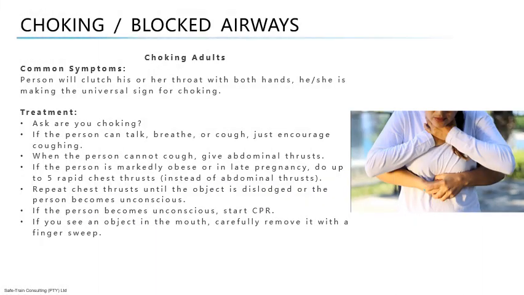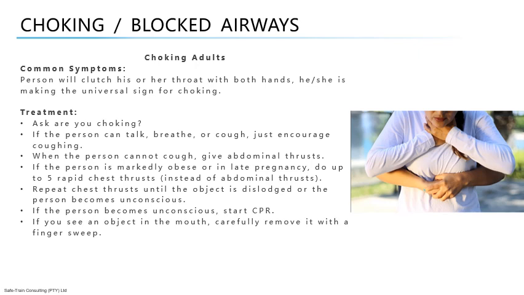Choking or blocked airways. Choking adults. Sometimes food can obstruct the airway of a person while talking when he or she is eating. Common symptoms: when this happens, a person will clutch his or her throat with both hands. He or she is making the universal sign for choking.